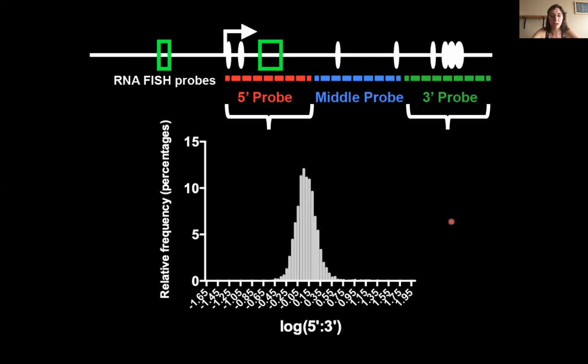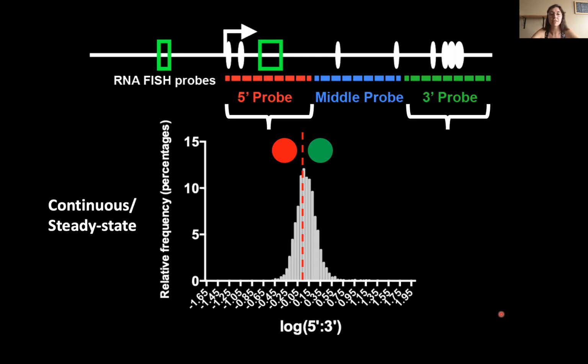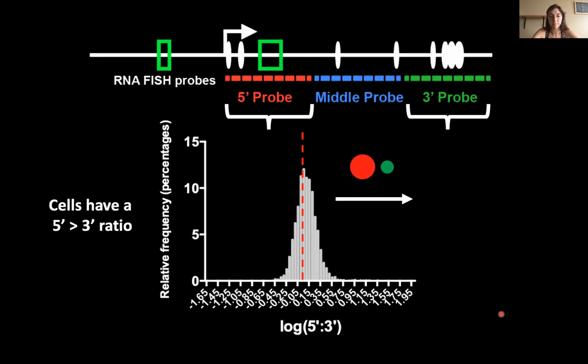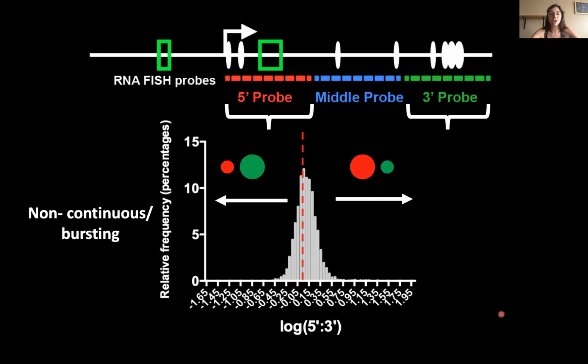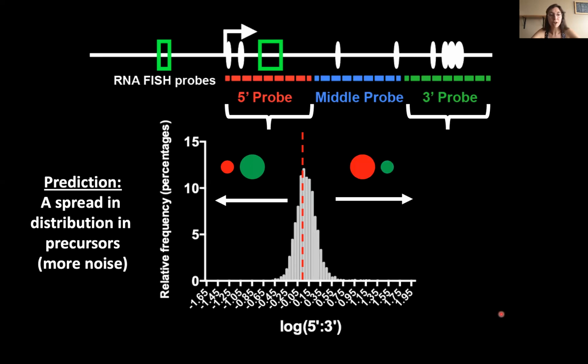This is an example of an antenna distribution. At the peak here, we see that the 5' and 3' ends of the transcript are expressed at about the same level in these cells, suggesting a continuous or steady state. Cells that shift to the right have a greater 5' to 3' ratio, while cells that shift to the left have a greater 3' to 5' ratio. Deviation in distribution in either direction suggests non-continuous transcription within those cells. We predict to see a spread in the distribution of the precursors, suggesting more variability.